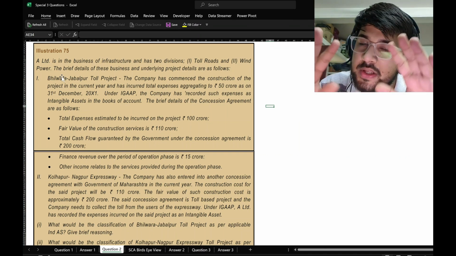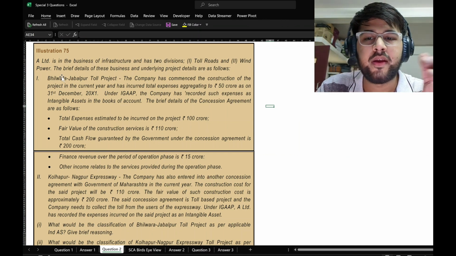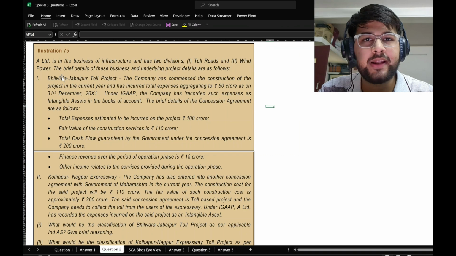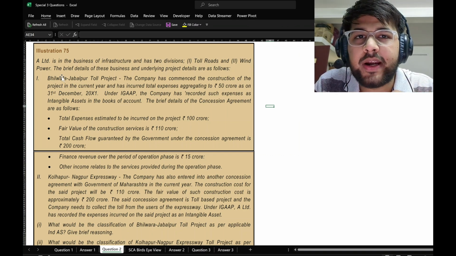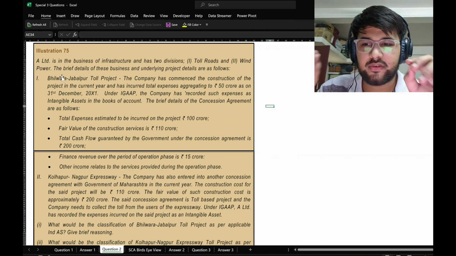The fair value of the construction services is 110 crores, while they expect the government to provide them cash flows of 200 crores. They expect the government to provide them 15 crores of finance cash flows.